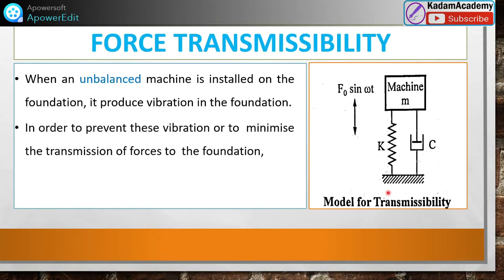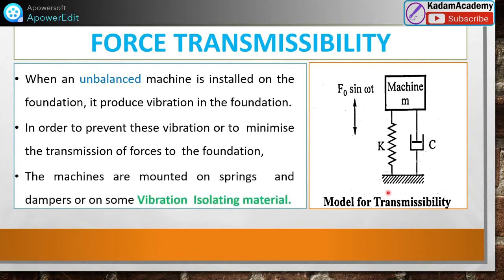In order to prevent this type of vibration, or to minimize the transmission of forces to the foundation, what do we have to do? The machines are mounted on springs and dampers like this. Springs and dampers are used, or some vibration isolating materials are used. That we have already covered. Watch the video on vibration isolation.